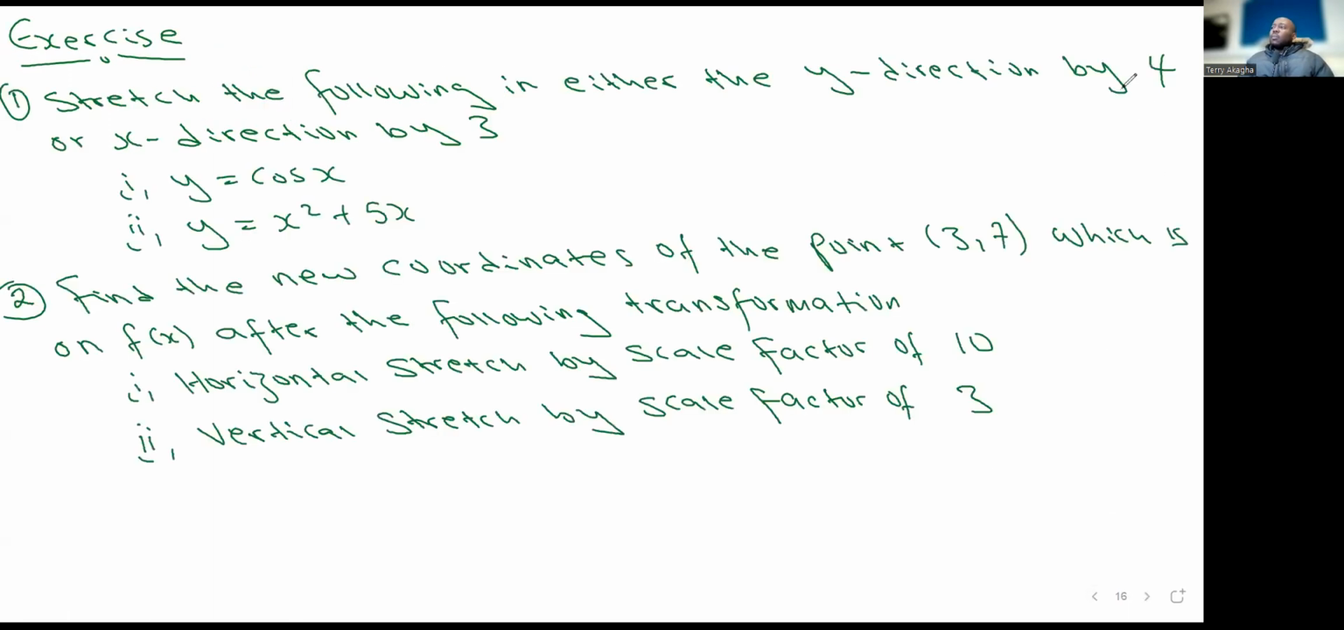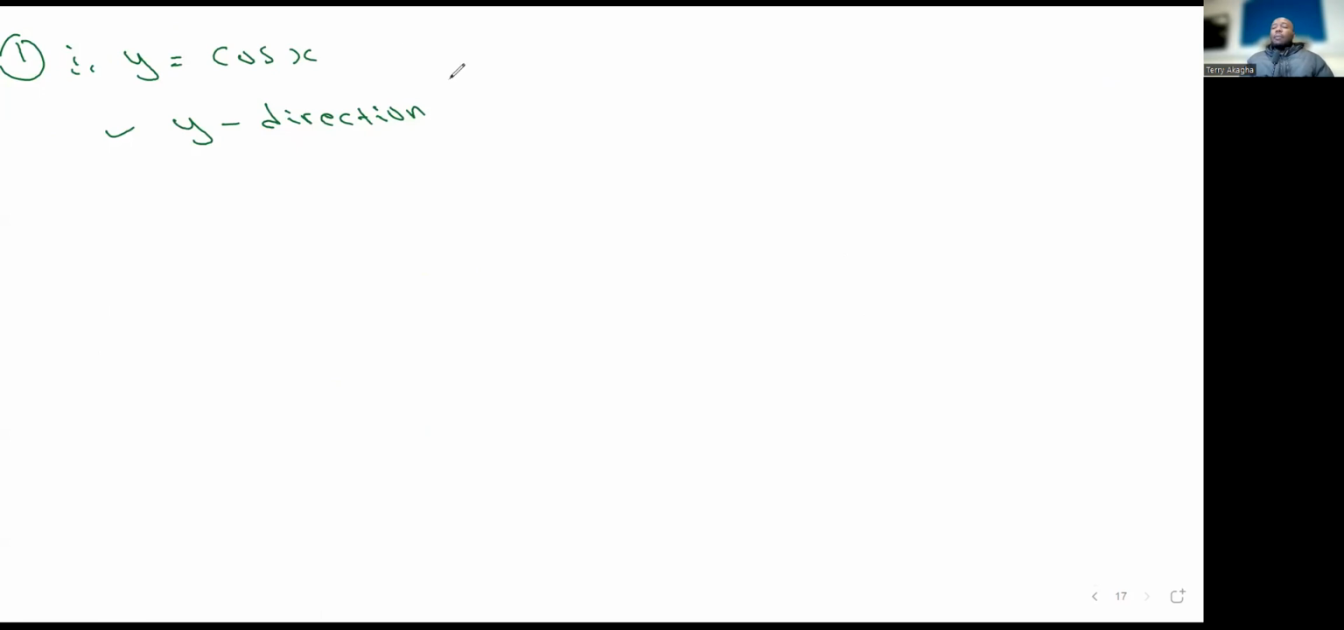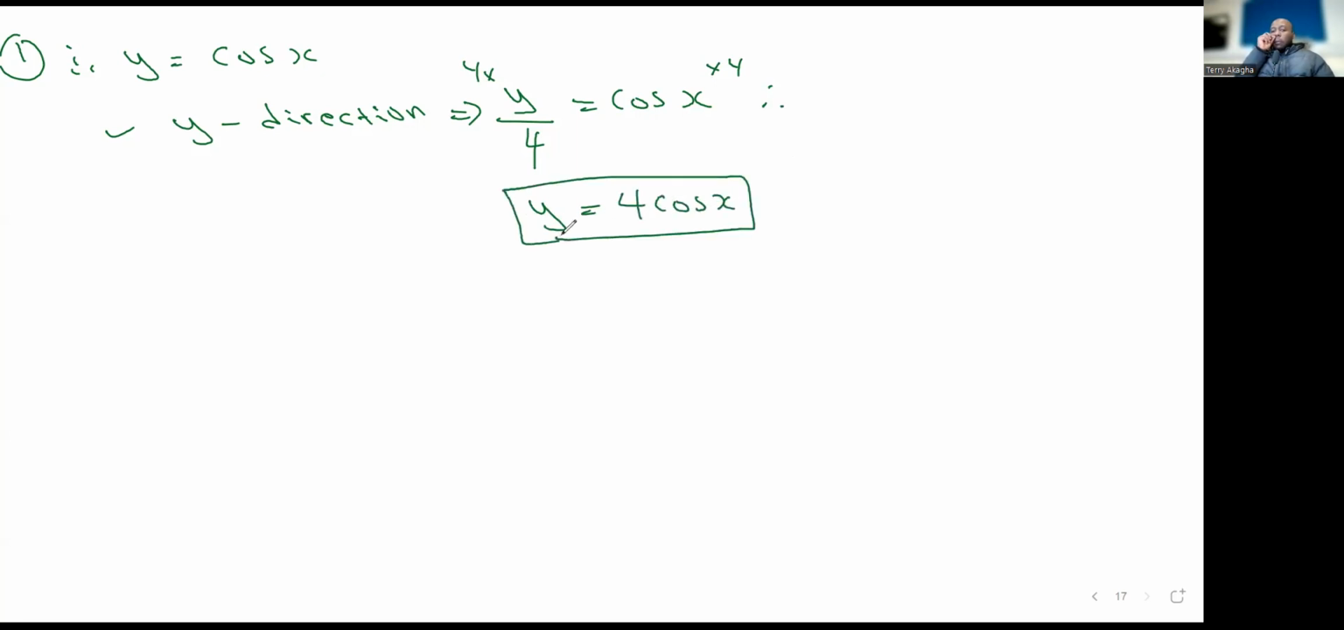So we had y is equal to cos x. I'm going to start first with the y direction. Remember I told you that when you are solving in the y direction, we're told to do this by a factor of 4. So in this case, all the y you have, you have to replace with y over 4, and that'll be equal to cos x. Therefore, to remove this 4, you multiply both sides by 4. This will now give you y is equal to 4 cos x, and that will be the answer for that.